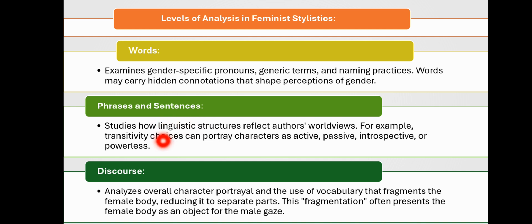Then phrases and sentences. This studies how linguistic structure reflects the author's worldview. For example, transitivity choices can portray characters as active, passive, introspective, or powerless. Then discourse: analyze overall character portrayals and the use of vocabulary that fragments the female body, reducing it to separate parts. This fragmentation often presents the female body as an object for the male gaze.